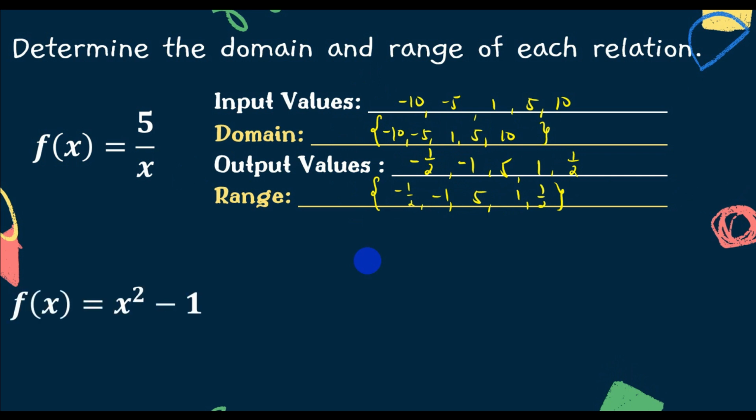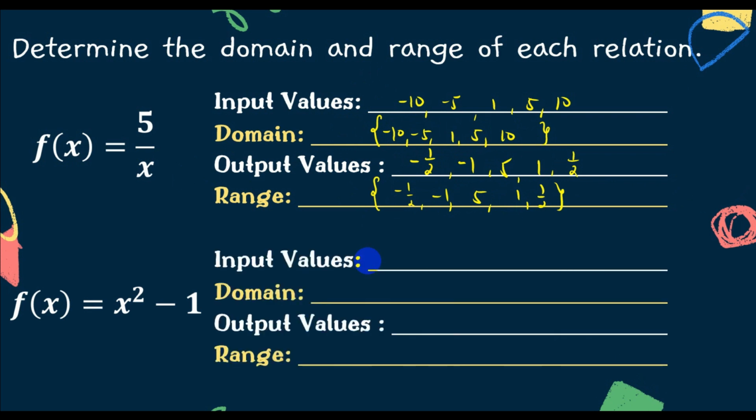Another example, we have here f of x is equals to x squared minus 1, or y is equals to x squared minus 1. What will be our input values? Again, it depends on what you are going to put in the input values, and then output values depends on the input values. So, for example, we have here 1, 2, 3, 4, and 5. So, the output will be 1 squared minus 1, so that is 1 minus 1, which is equals to 0. Next, 2 squared minus 1. So 2 times 2 is 4 minus 1, that is equals to 3.